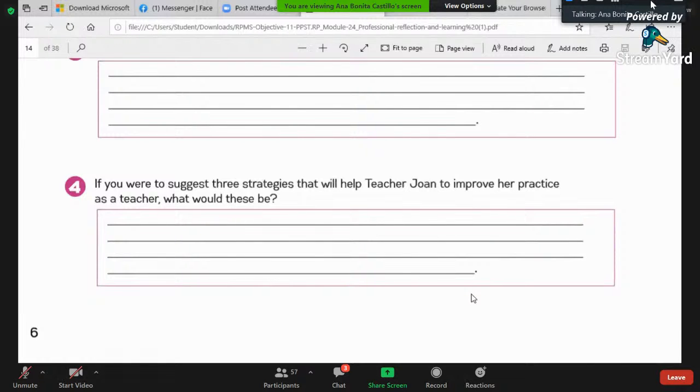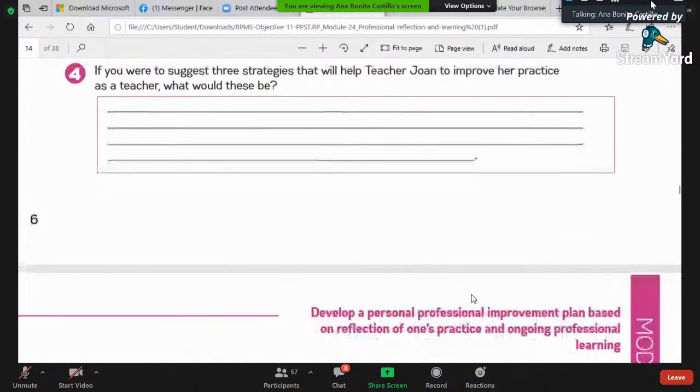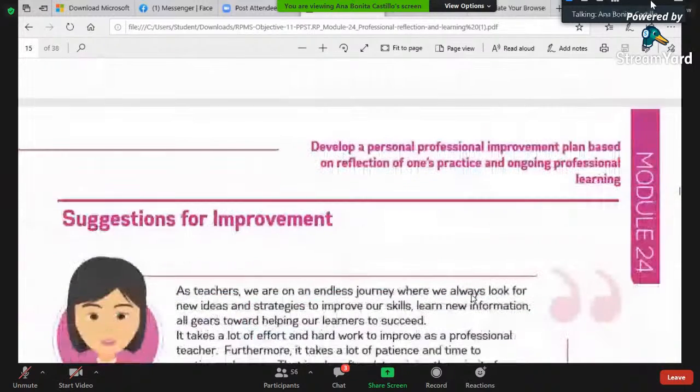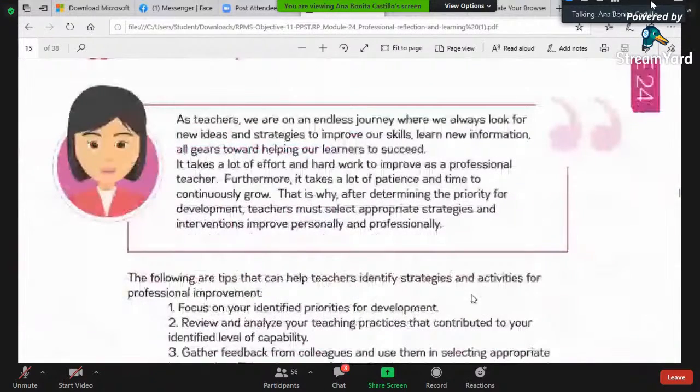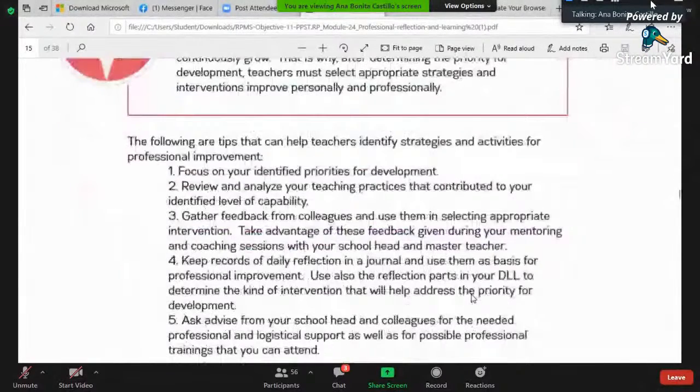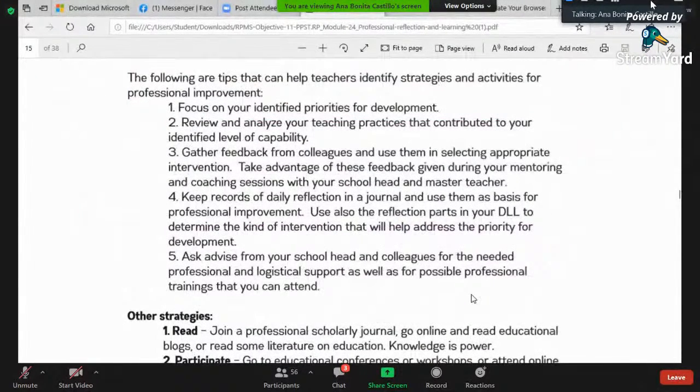Okay, it takes a lot of effort and hard work to improve as a professional teacher. Furthermore, it takes a lot of patience and time to continuously grow. That is why, after determining the priority for development, teachers must select appropriate strategies and interventions to improve personally and professionally.